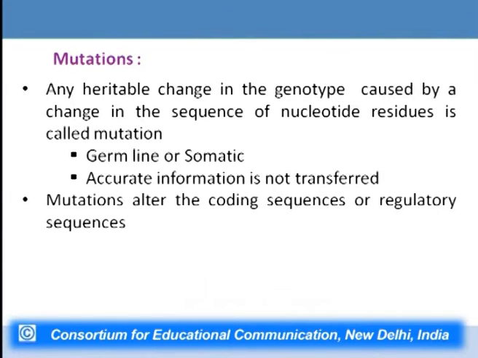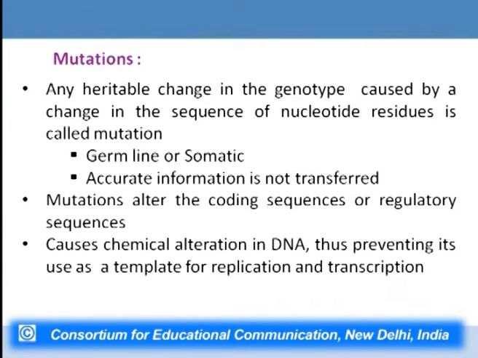Now, this occurs because of mutation altering the coding sequences or regulatory sequences. If mutations occur in the sequences which are not coding for any protein, then there won't be any issue. But if mutation alters the coding sequences which are coding for proteins or the regulatory sequences which are responsible for regulation of gene expression, then this will lead to serious consequences. Mutations are basically causing chemical alteration in DNA, so that the DNA strand where mutation is occurring cannot be used for replication or transcription. So these are the various mechanisms by which mutation causes a disruption of transfer of genetic information.